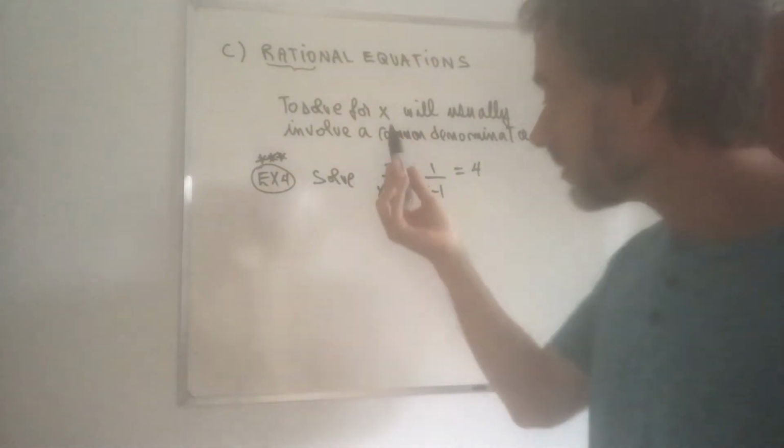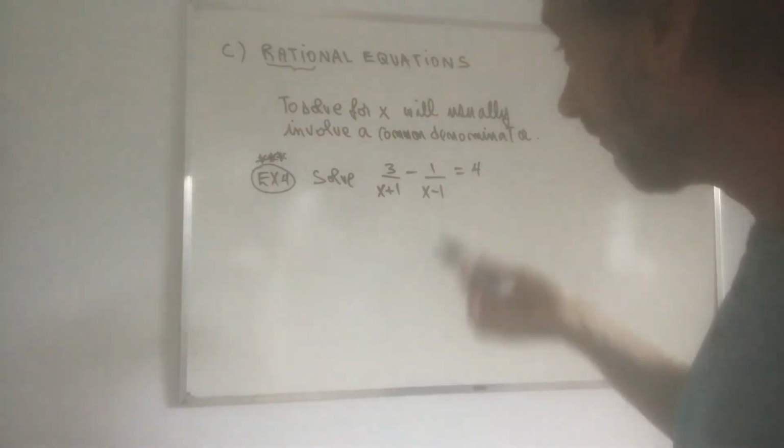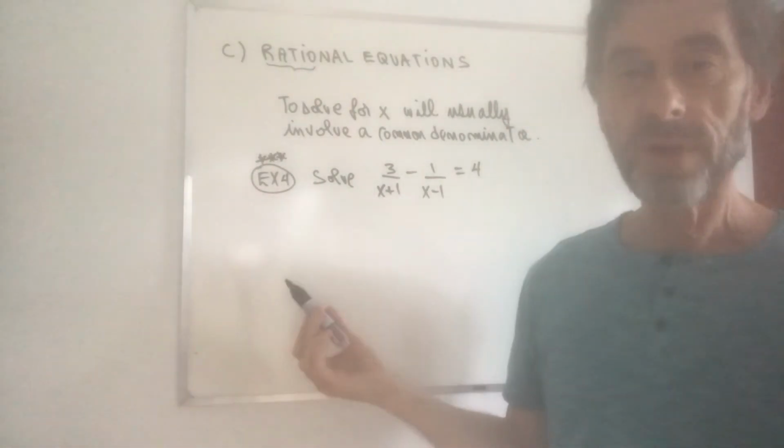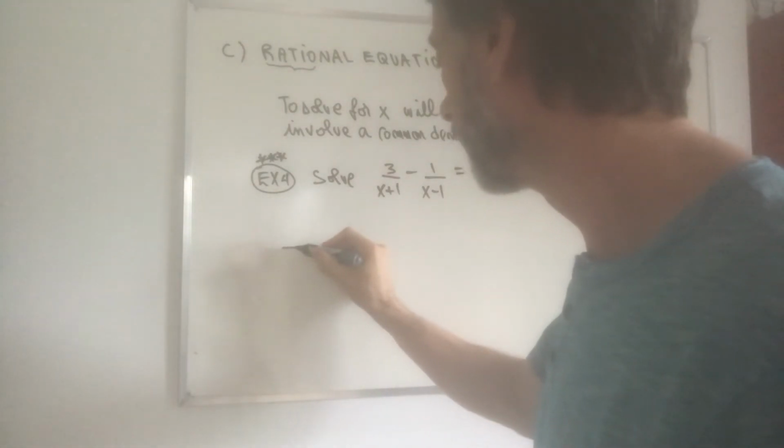All right. So rational equations, because the x is part of a ratio, part of a fraction. So like we said, adding or subtracting fractions usually means common denominator. So let's do it here.